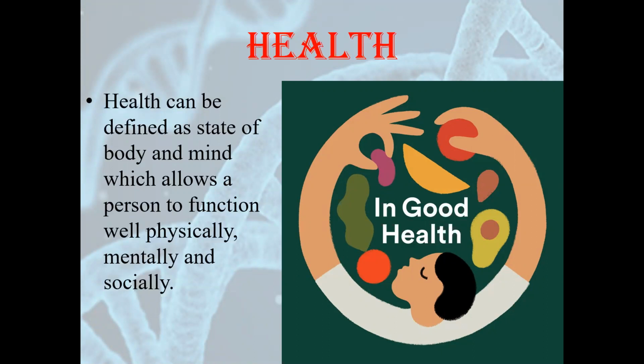That means he should have good social relations with people. His mental health should be good. He should be calm, he should not be anxious. And if there are certain problems in mind, mental problems, that is anger, anxiety, or any other thing, that means the person is not healthy. So health cannot only be defined by physical means, but it can also be related to our social and mental well-being. So the proper definition of health is given here. A person should be well physically, mentally, as well as socially.